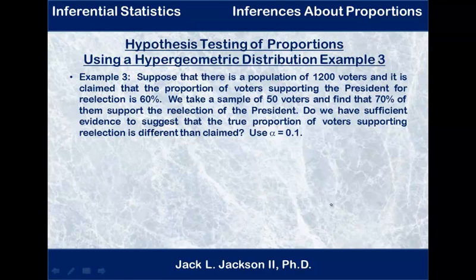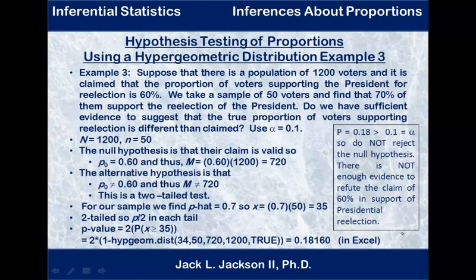What's the null hypothesis? What's the alternative? Well, for the null hypothesis, the claim is valid, so we have P0 is 0.6, and so M is 0.6 times 1200, which is 720. And of course we have capital N is 1200 and lowercase n is 50, so we have a hypergeometric distribution with that setup. Now it didn't really say that we were doing the sampling without replacement, but sampling usually is done that way. The alternative hypothesis is just that it's different. So this is a two-tailed test.